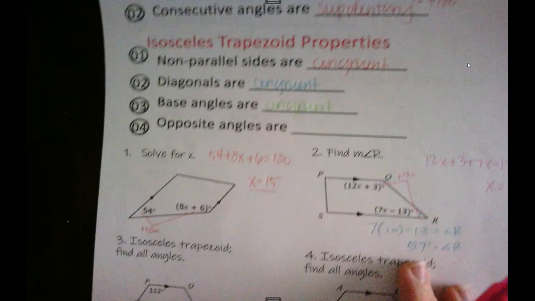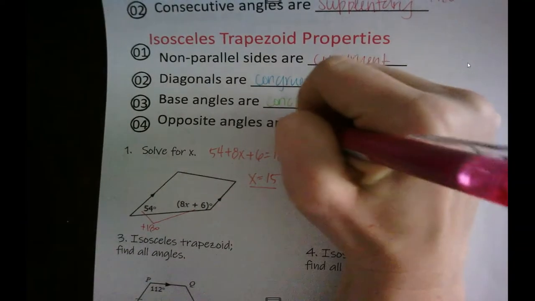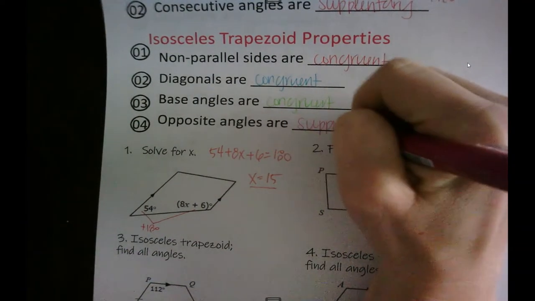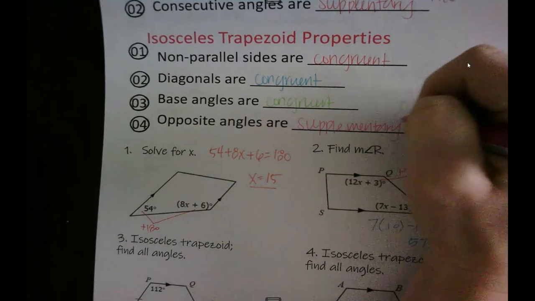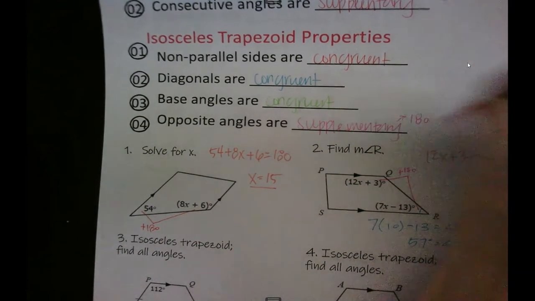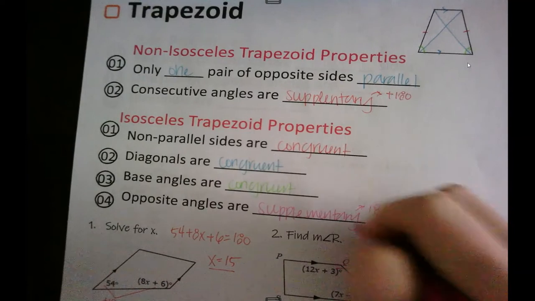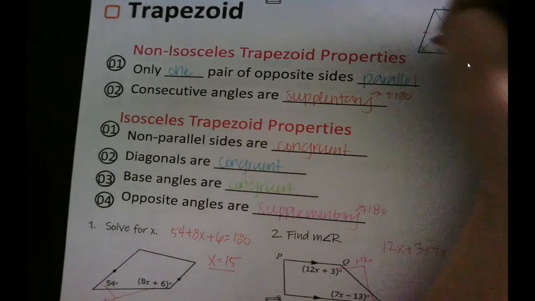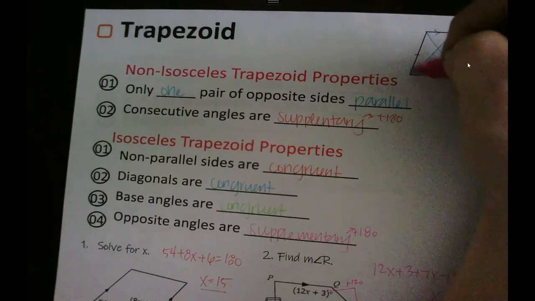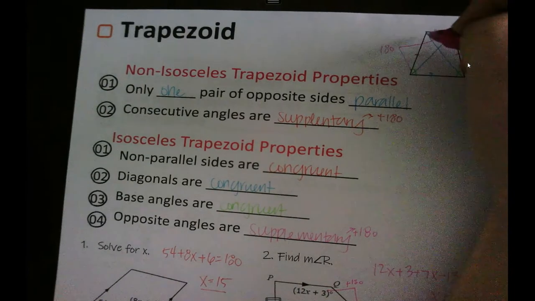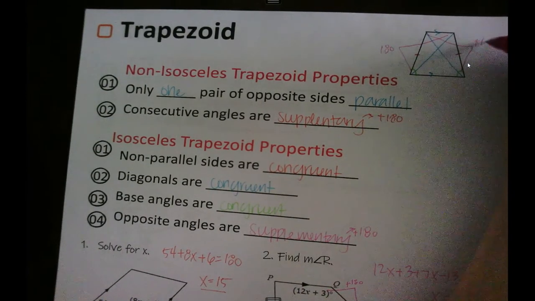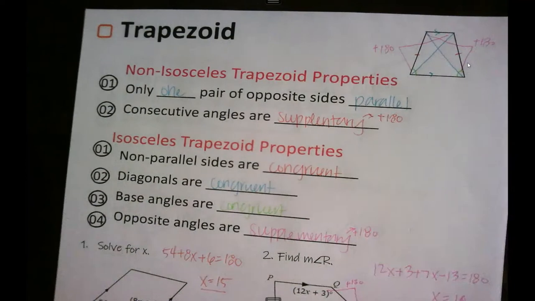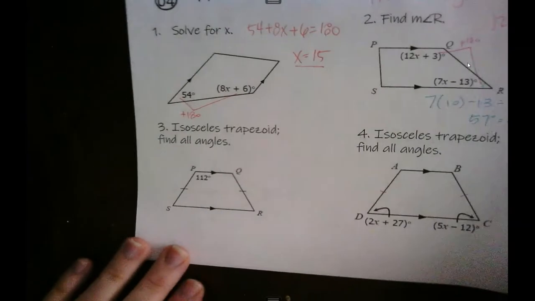And our opposite angles are going to be supplementary, or add to 180, right? That's what that means. So this time our opposite angles are going to add to 180. So what does that mean?